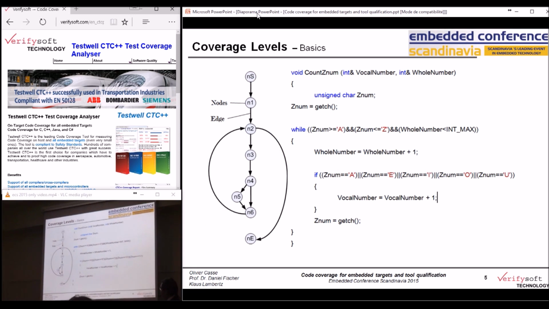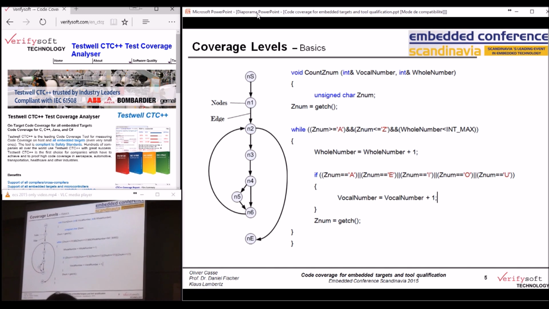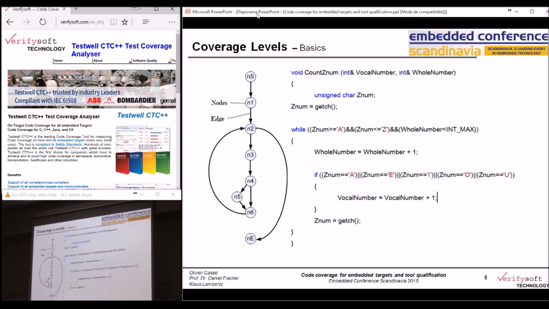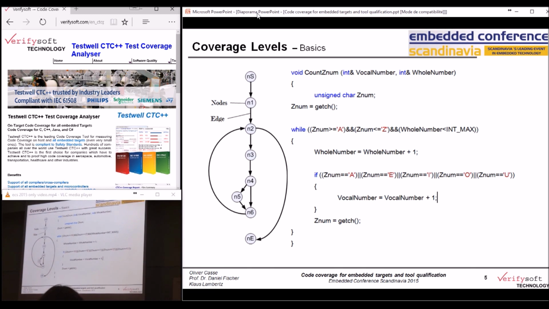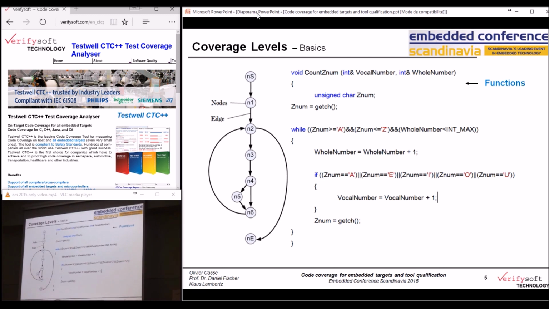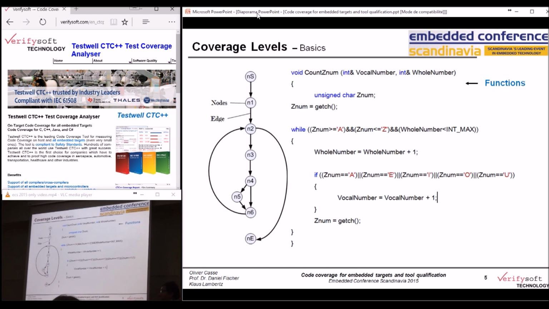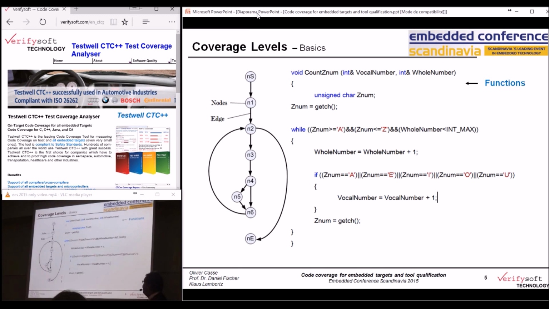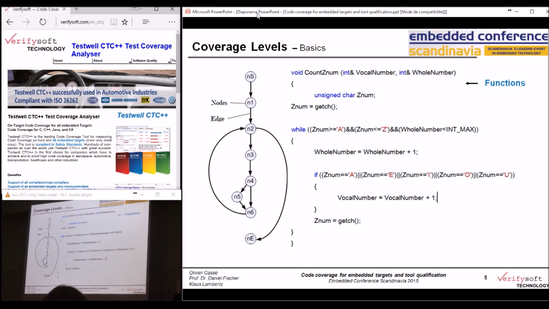So, coverage levels, some basics. We took a very simple example. This is a C program, but it could be Java, C++, C#. This is not really important. Just to focus on the terms we will use later on, we talk about functions. We'll see that the easiest, the simplest level that safety standards request is to prove that you run the functions that you want.